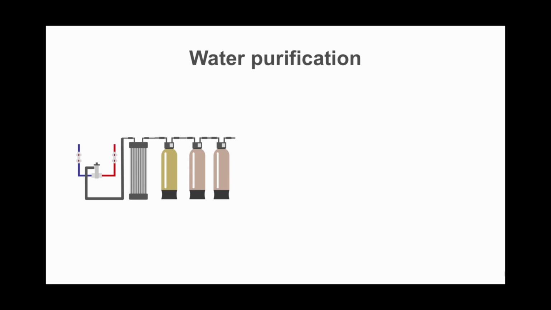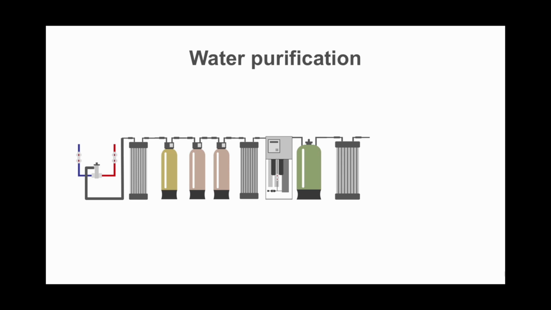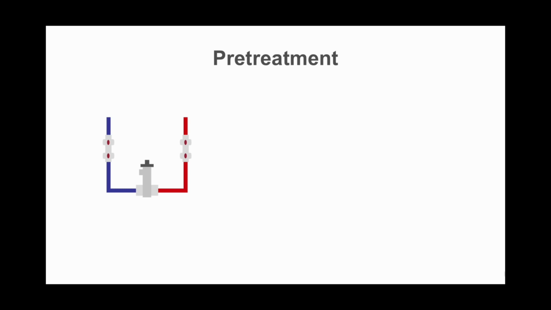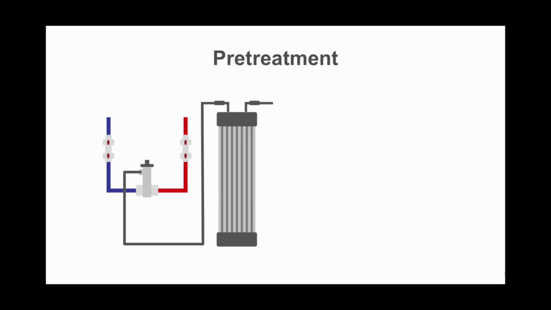So the water purification has basically three parts: the pre-treatment part, your primary purification part, and the distribution part. Coming to the pre-treatment part, there is a mixing of hot and cold water to get a fluid of the desired temperature. Then the water goes into the pre-filter, which blocks any particulate matter that is present in the water.